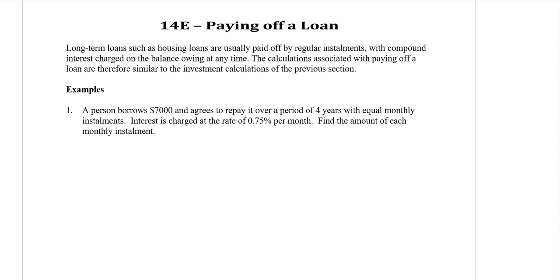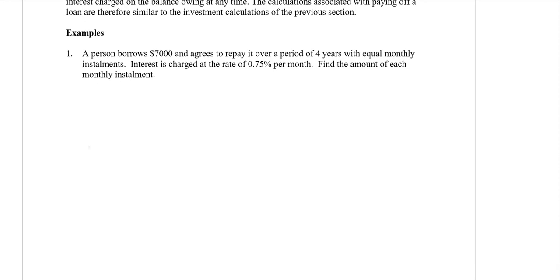There are a couple of different ways that you can do this. I'm going to show you my preferred method. Question 1. A person borrows $7,000 and agrees to repay it over 4 years with equal monthly instalments. As soon as I see the words monthly instalments, I know that I need all my units to be in months, which means the 4 years is 48 months. I need to check my interest rate as well, but it is 0.75% per month, so it's already in months. Find the amount of each monthly instalment.